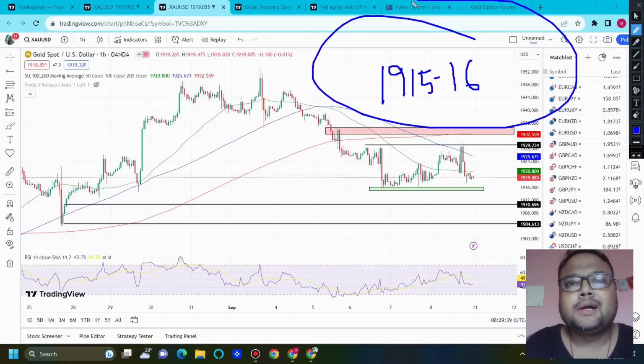Usually in a downturn market, supports like this do not work. But here, as gold is no longer forming lower lows, we can expect that buyers around 1915, 1916 will definitely be active, and they will not allow the market to go down that easily.